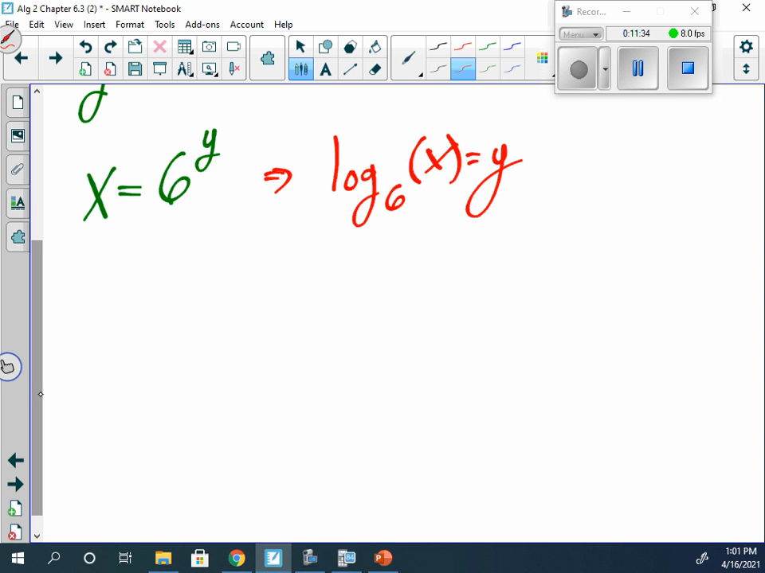And on the assignment, it's just going to have you do this here. It's not going to have you rewrite it as f inverse of x. It's just going to leave it as y.